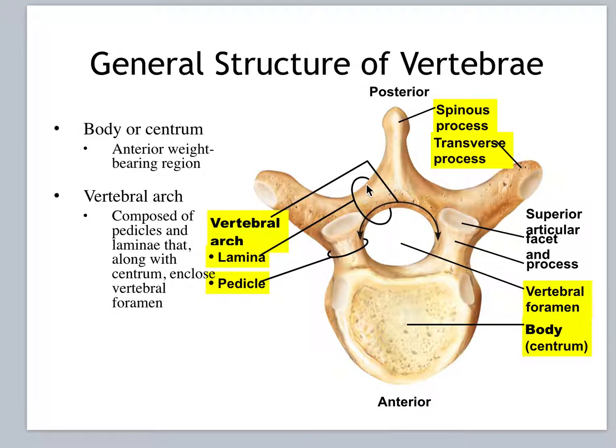Connecting the transverse process to the spinous process is the lamina, and then connecting the transverse process to the body is the pedicle. So this is the pedicle here, this is the lamina here, transverse process, spinous process, transverse process, body. This is a facet joint, which is a joint between one vertebra and the vertebra above and below it.